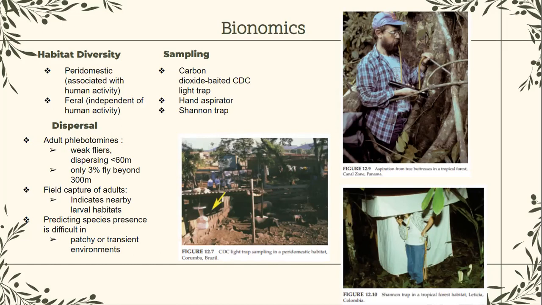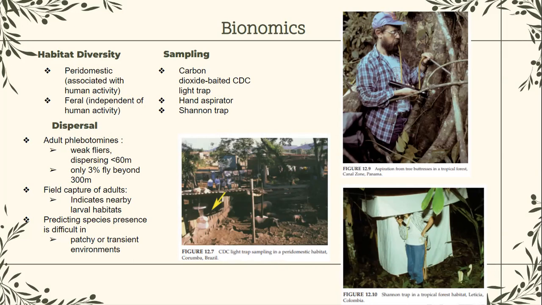cavities, and caves. For the dispersal, adult phlebotomines are weak fliers, dispersing less than 60 meters, with only 3% flying beyond 300 meters. This limits their ability to colonize new areas or recolonize areas that have been abandoned or treated with insecticides. Field capture of adults allows inference of nearby larva habitats, with density peaks of nulliparous females indicating larva areas.